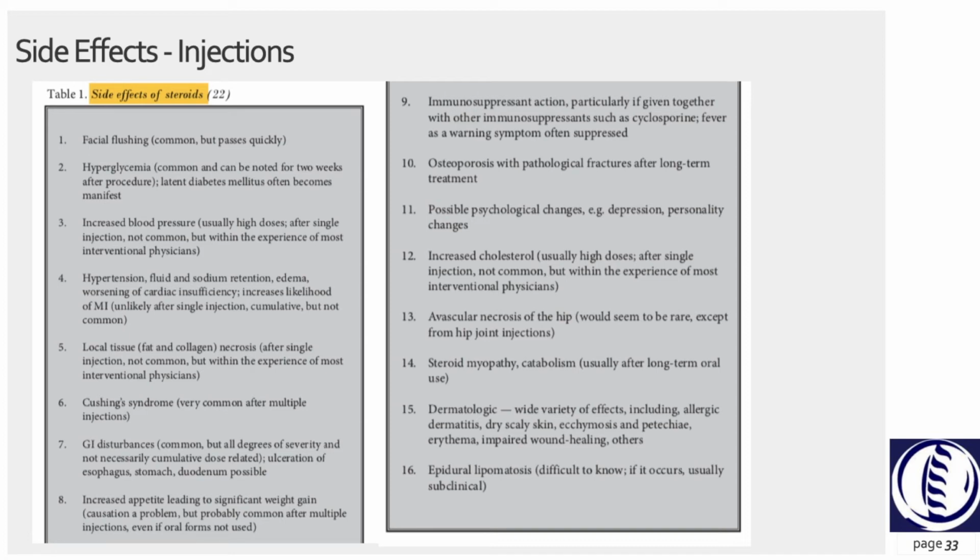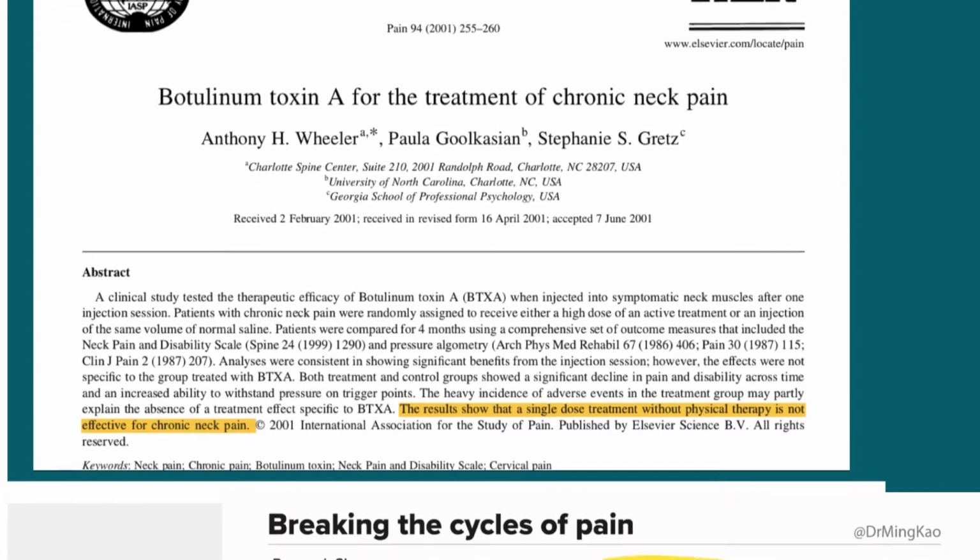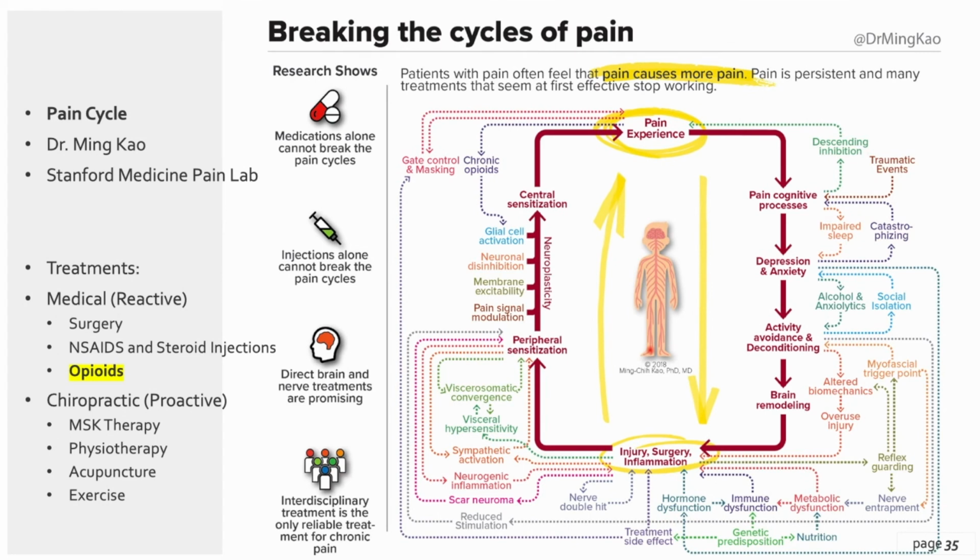Multiple injections provide additional risk, including developing diabetes, high blood pressure, GI disturbances, osteoporosis, and psychological disorders. And very common injections for headache and neck pain, Botox, has shown to be ineffective for chronic pain. Next, we'll consider opioid treatment.